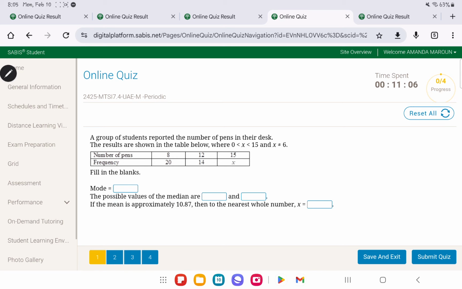A group of students reported the number of pens on their desk. The results are shown in the table below where x is between 0 and 15, but x is not equal to 6. So fill in the blanks. They need us to find the mode.